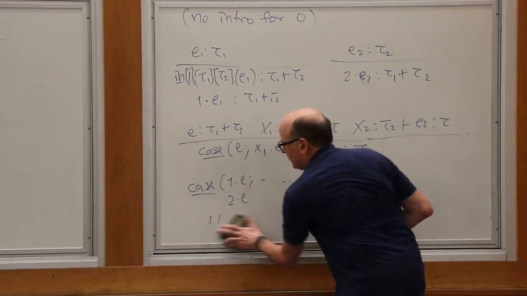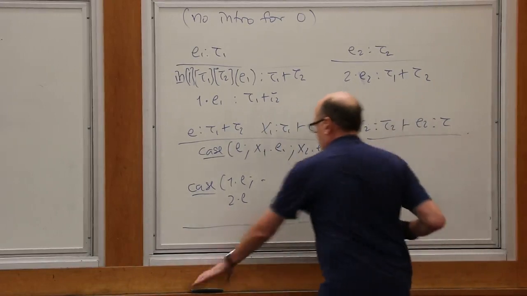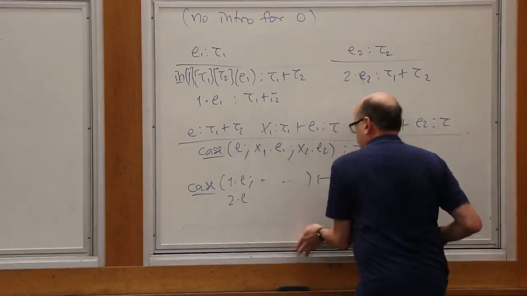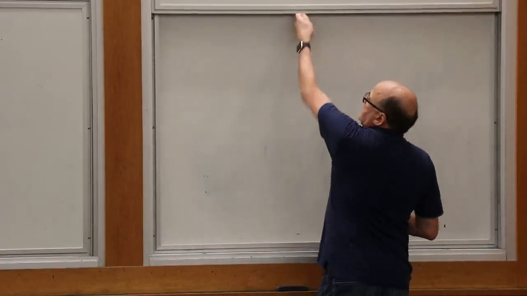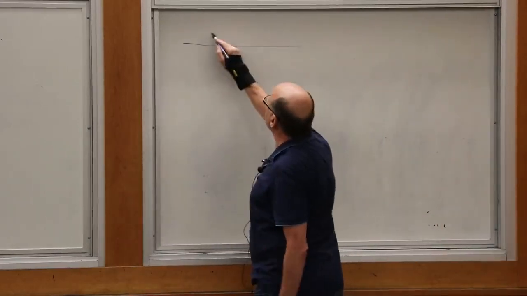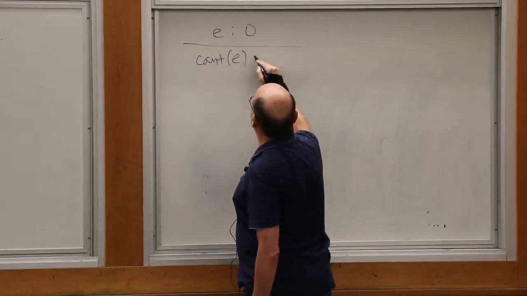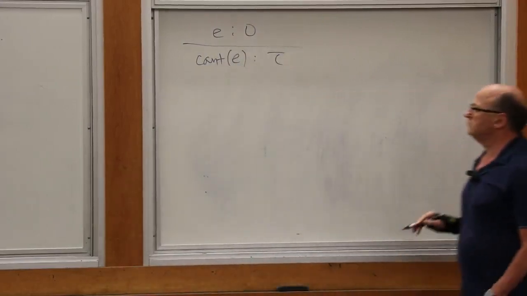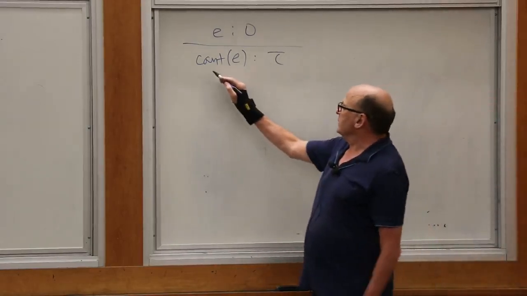And the idea will be, in terms of the statics. All right, let me write on a different board. This is another regret I have in the book. Okay, if I have 0, I'll call it can't e, and that will have any type tau.